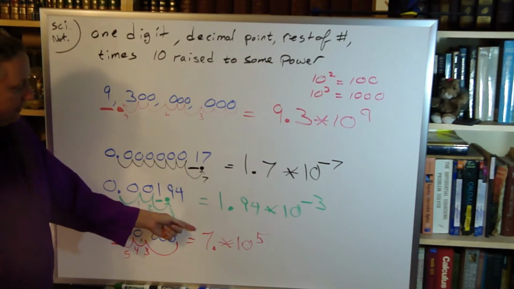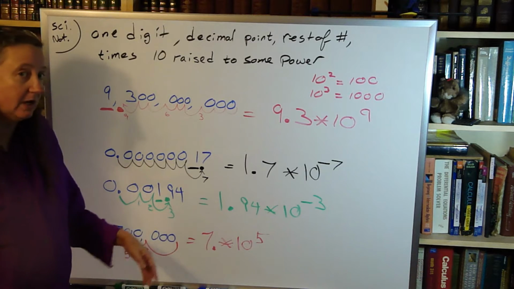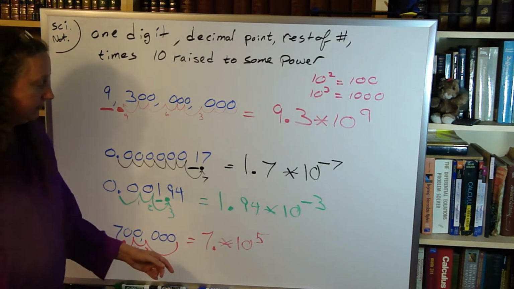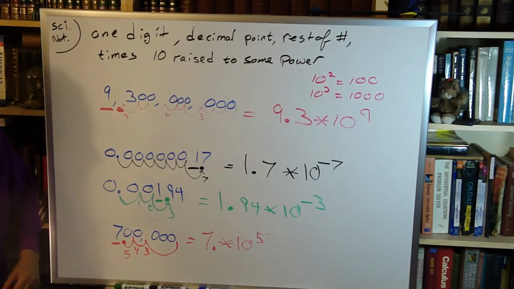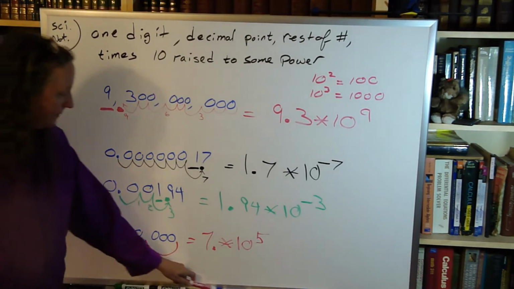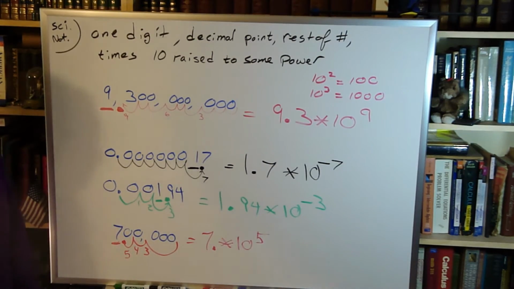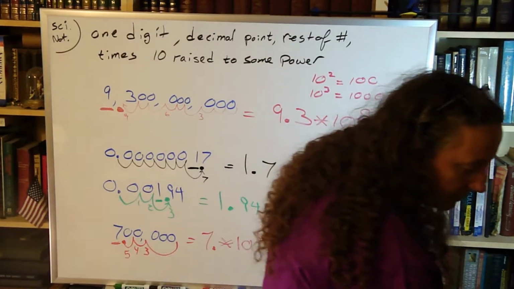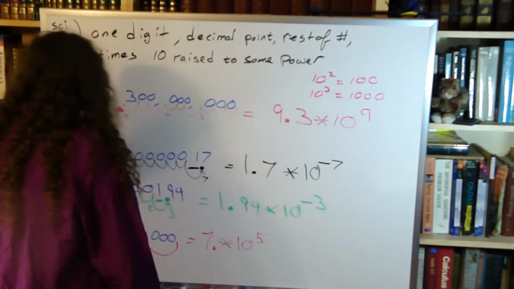So this is 7 point. You may or may not want to write the point. It's not important because there's nothing after that. So 7 times 10 to the 5th. And we can stop with that. Don't have to go on with that one. Next problem.